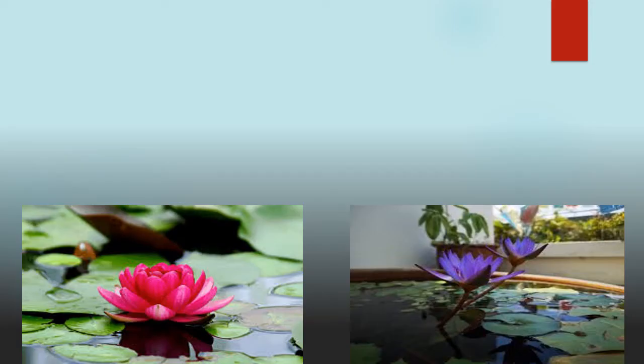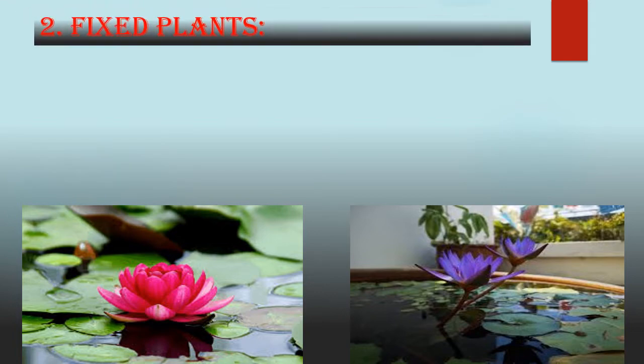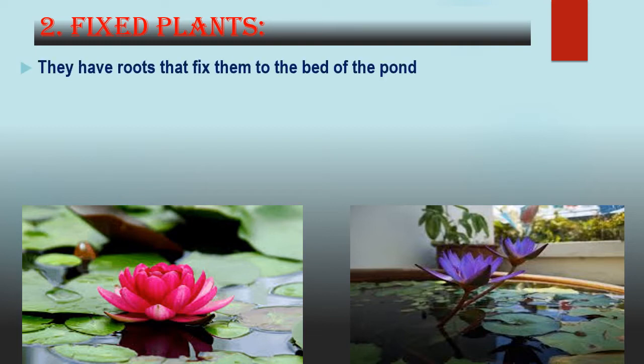So the second type of aquatic plants are the fixed plants. Let's discuss their characteristics one by one. They have roots that fix them to the bed of the pond. Like they have roots that fix the plant in the mud at the bottom of the pond. That's why they are known as fixed aquatic plants. Roots of such plants are fixed in the soil at the bottom of the pond.